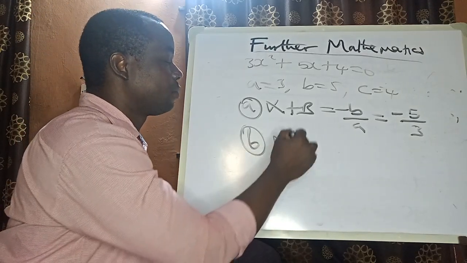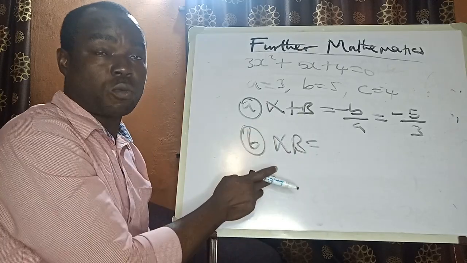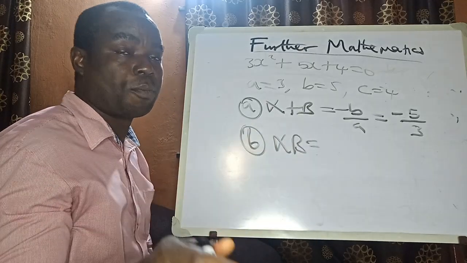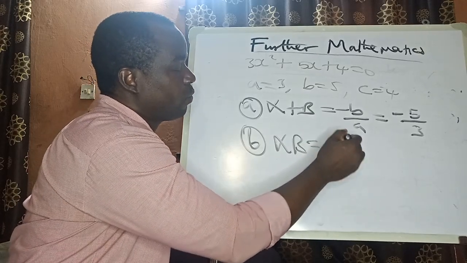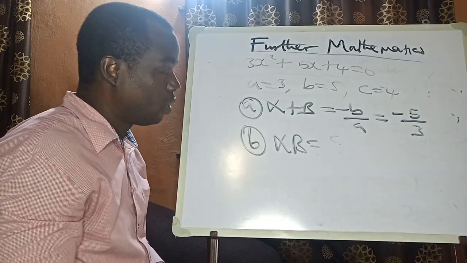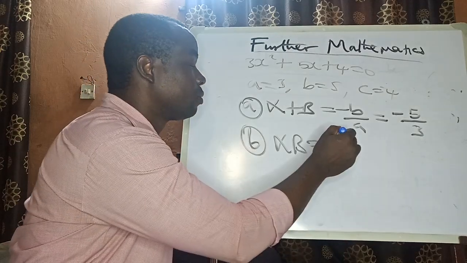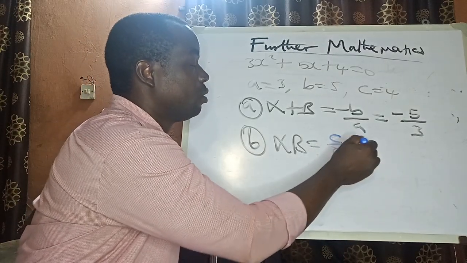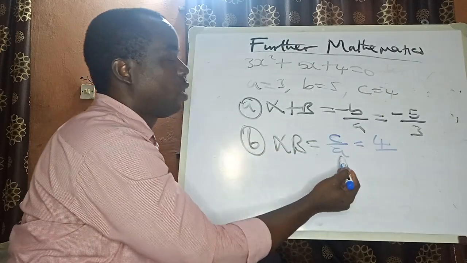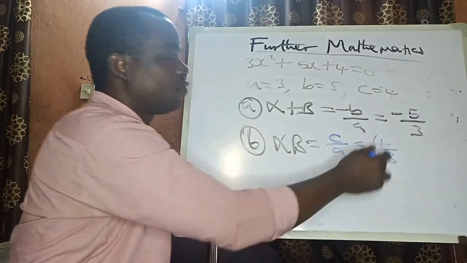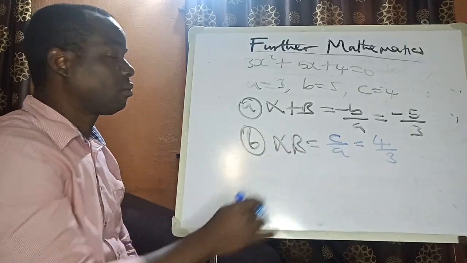Now, our alpha beta, that's the second question. Check the formula you copied. Our alpha beta is c over a. What's our c? Our c is 4. Our a is 3. So it's 4 over 3. You can leave it like that.